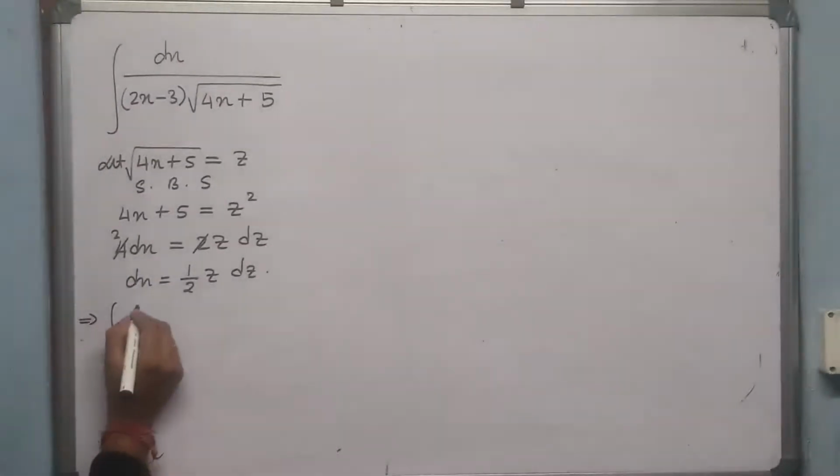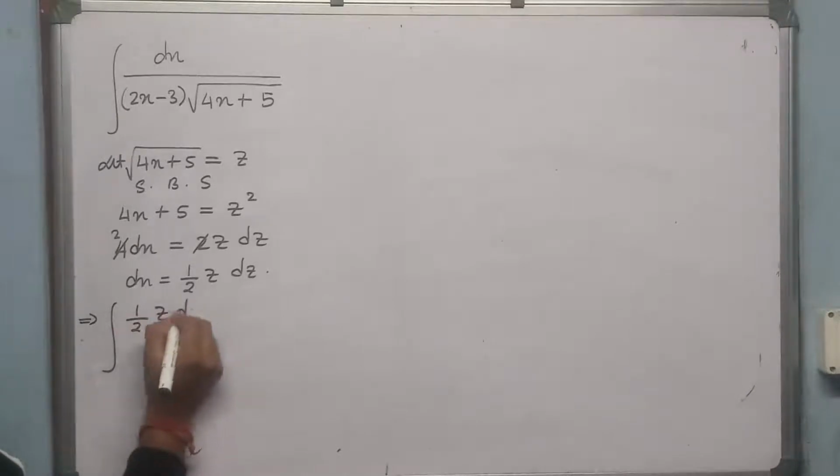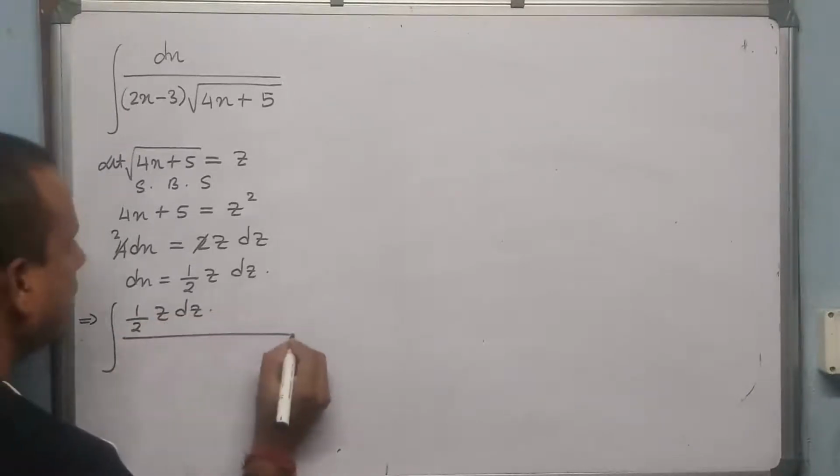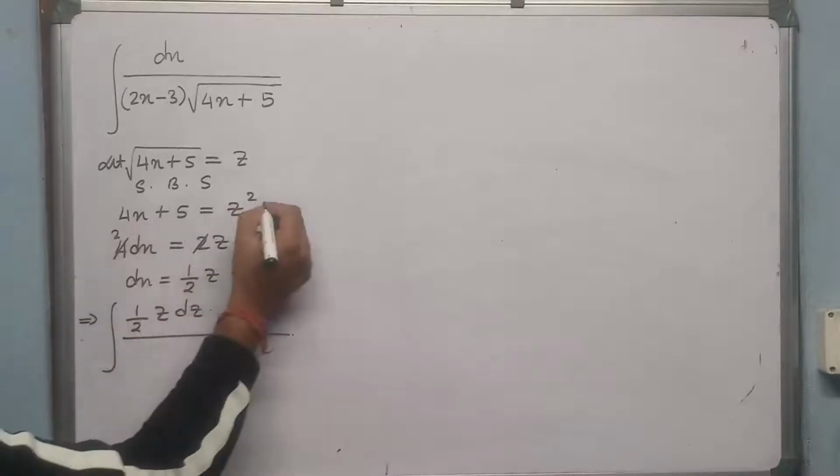Now I'll substitute in the integral: dx is 1 by 2 z dz. Now from here you have to calculate the value of x.